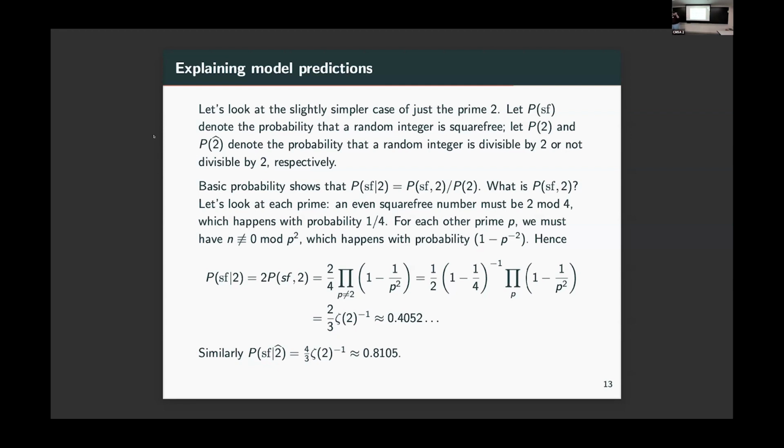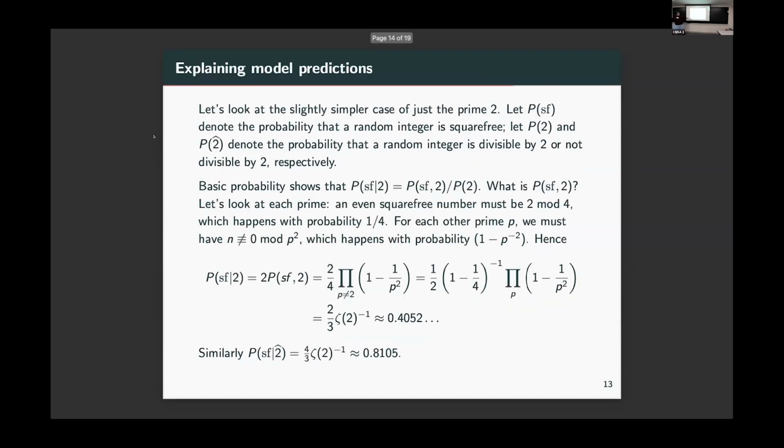Okay, so what is the probability that you're both square free and divisible by 2? Well, divisible by 2 means that you're congruent to 0 mod 2, but being square free means you're congruent to 2 mod 4. So that's 1 out of 4 conditions mod 4. Now you're square free for all the other primes. So you have 8 out of 9 possibilities mod 9, 24 out of 25 mod 25, and so on. You multiply all that together, you get a number. You get half of this number, because I multiplied by 2 already. You get 1/3 of zeta 2 inverse, just an explicitly computable thing.